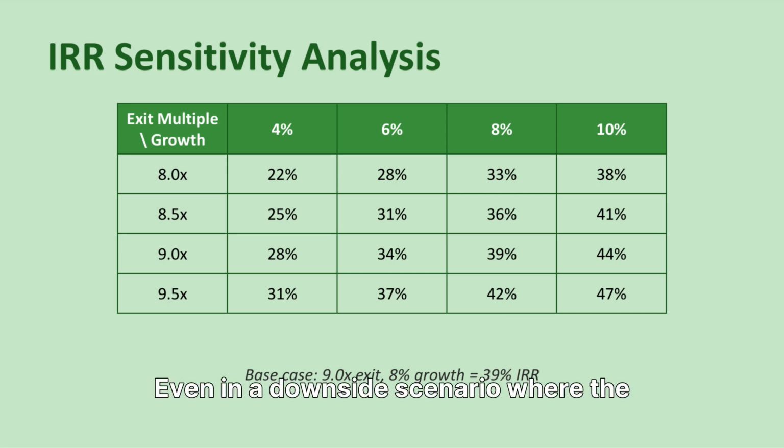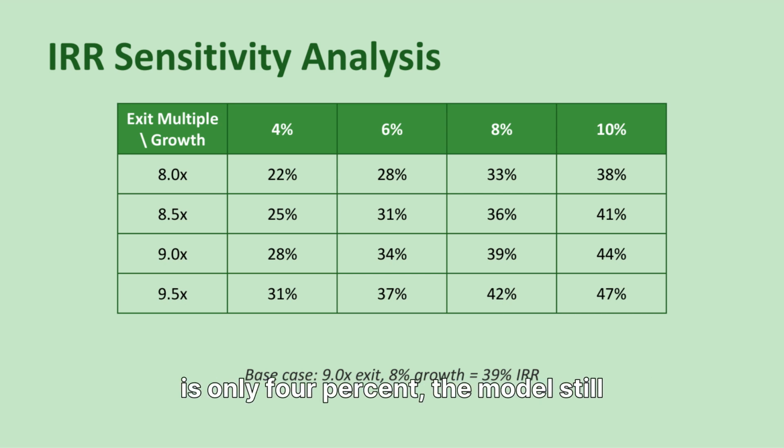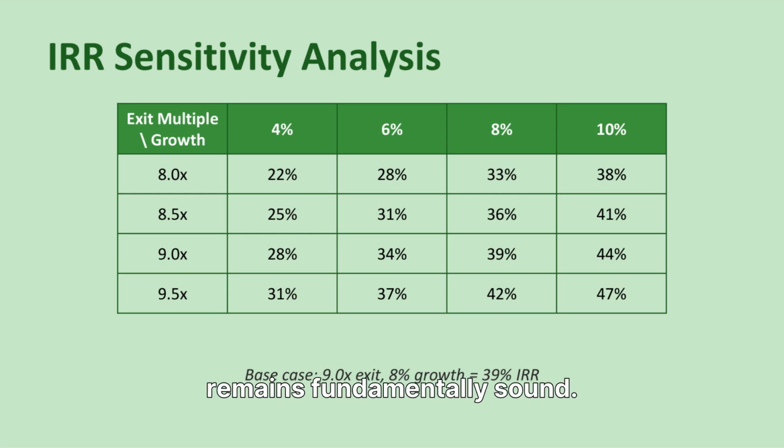Even in a downside scenario where the exit multiple drops to 8 times and growth is only 4%, the model still yields a 22% IRR. This helps us confirm that even if our assumptions are slightly off, the investment remains fundamentally sound.